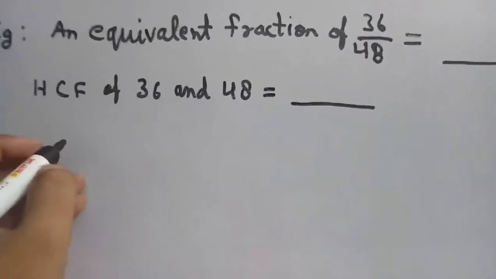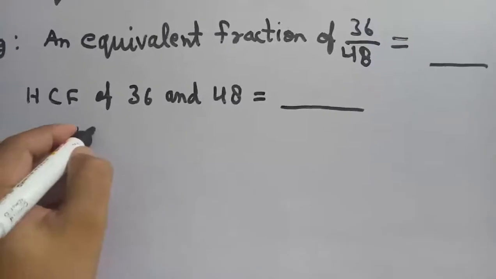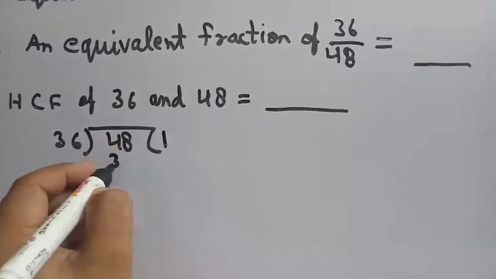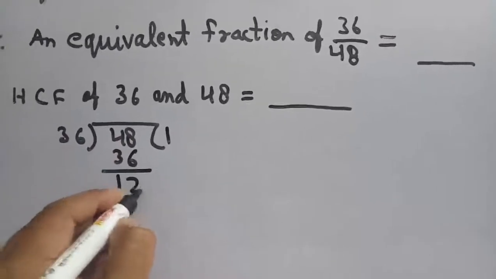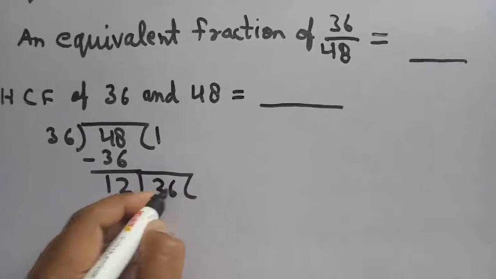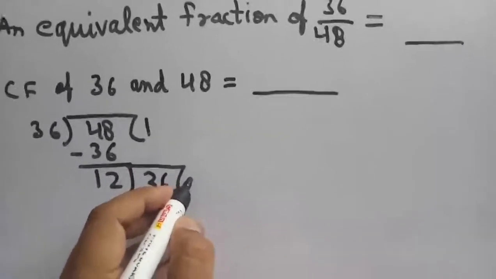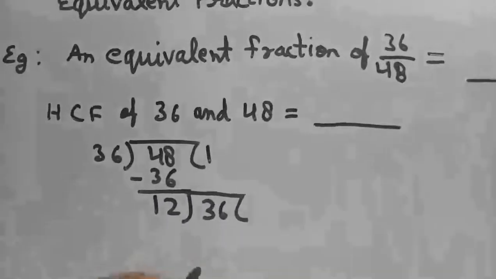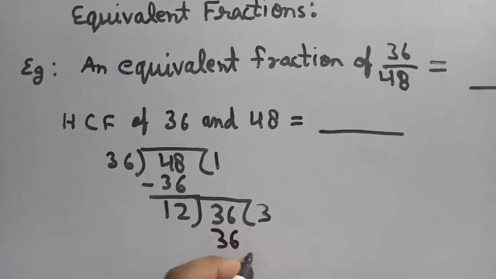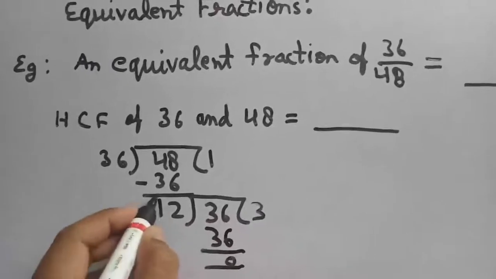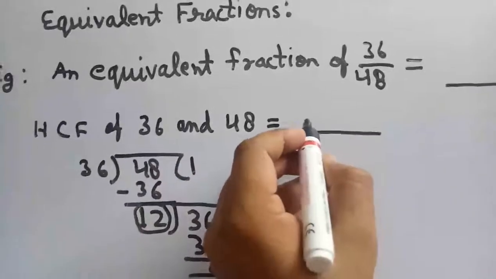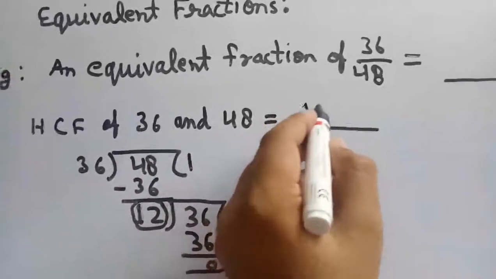HCF of 36 and 48 by the division method. 36 1s are 36, remainder 12, and 36 we copy here. So 12 3s are 36. Remainder is 0. Then HCF is 12. Right, here HCF of 36 and 48 is 12.